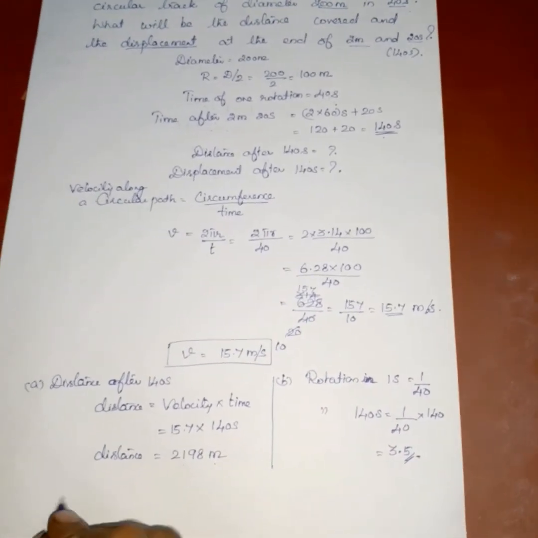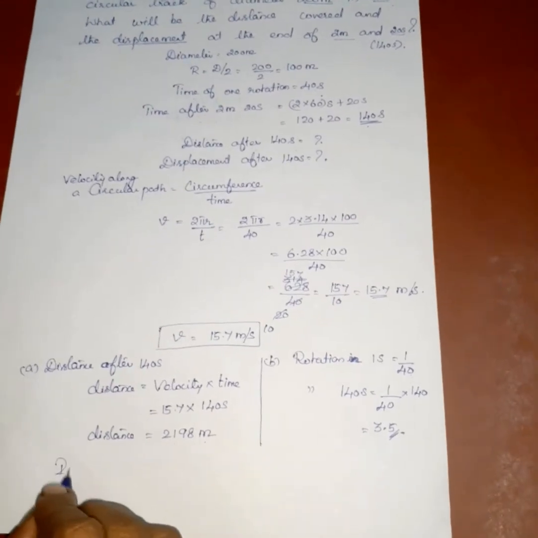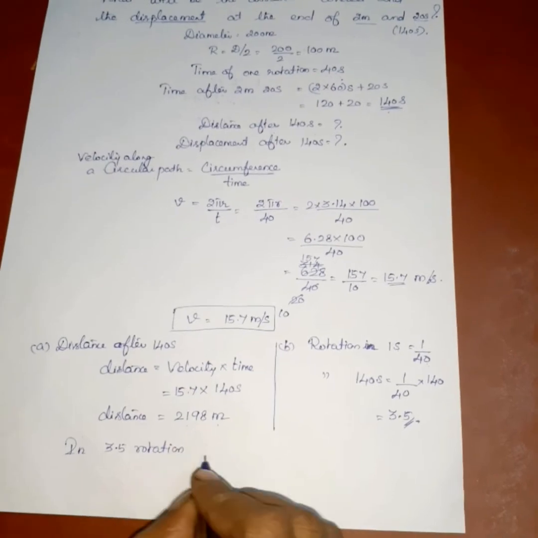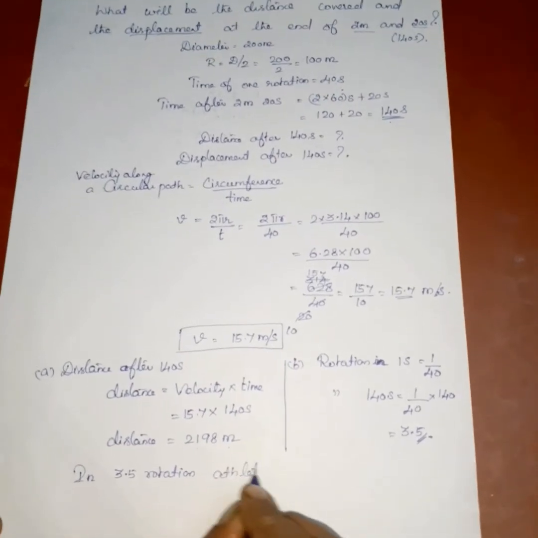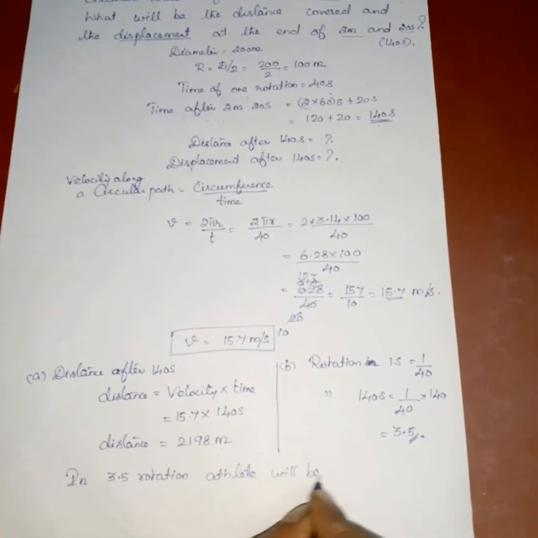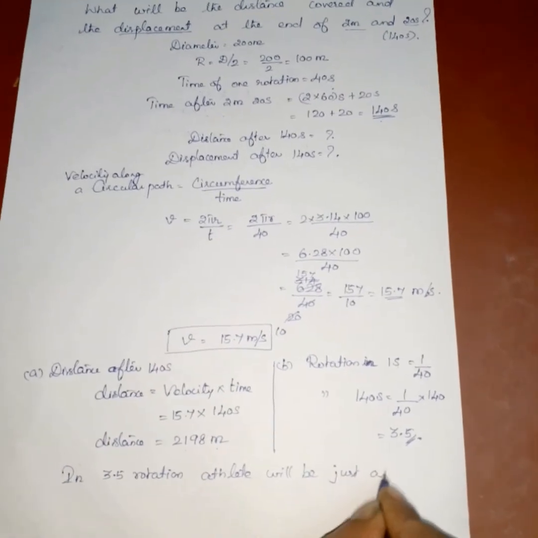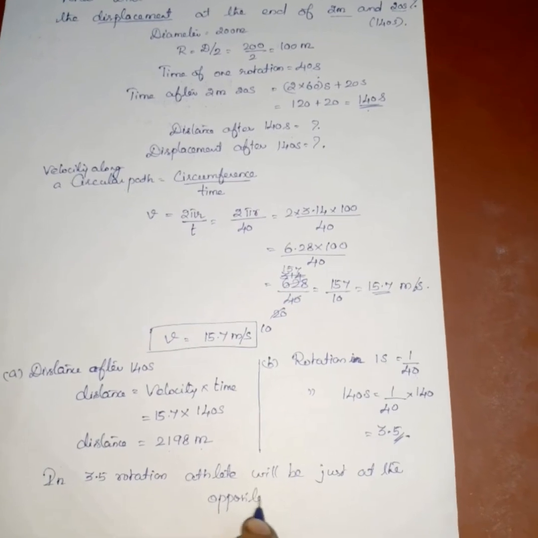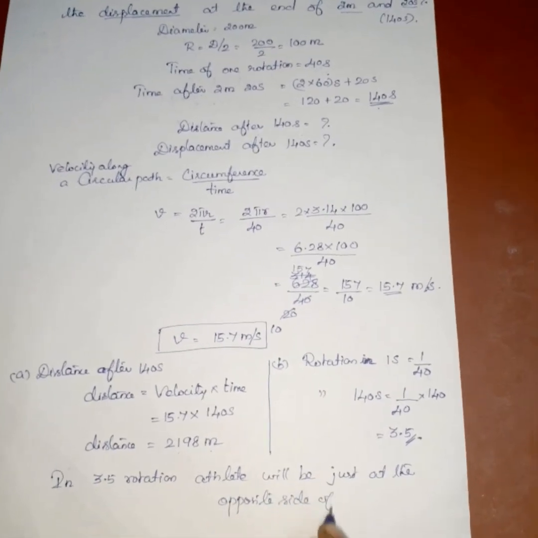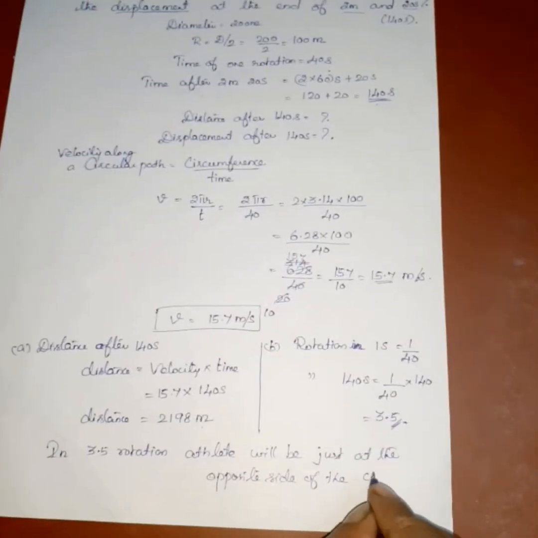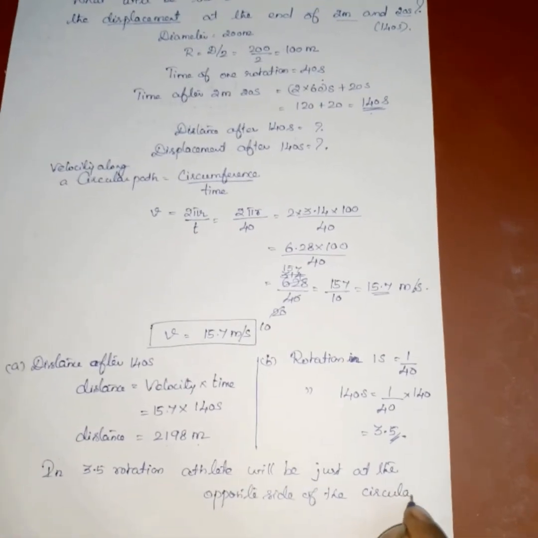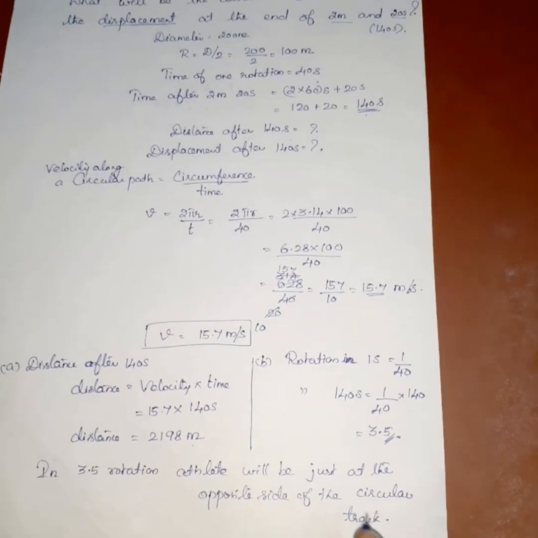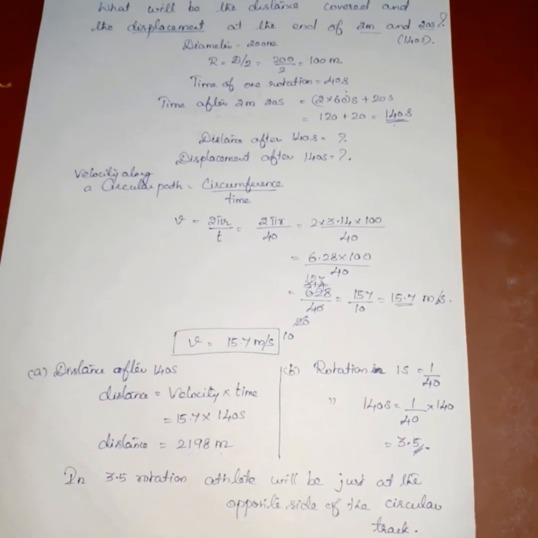So finally what do you write? In 3.5 rotations, the athlete will be just at the opposite side of the circular track. Do you understand all the numerical problems?